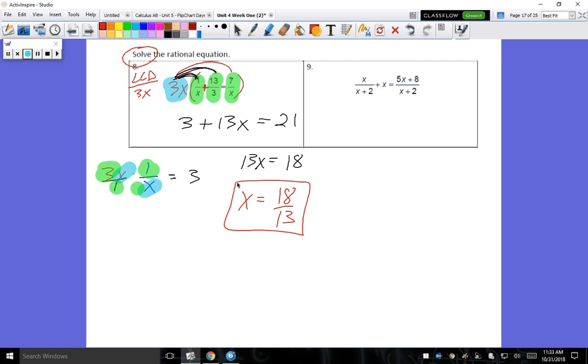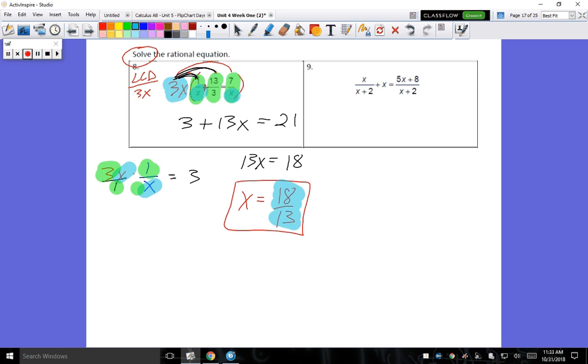Could I plug this back in for x and be safe? Yes or no? No. And I won't be safe? How? I actually will be safe. What I'm saying is, if I plug this in where x is, does it make the denominator 0 anywhere? It doesn't. There's nothing that makes the denominator 0, and I'll show you those here in just a bit. So this one is safe. 18 over 13 is an answer. It's not extraneous. It works.